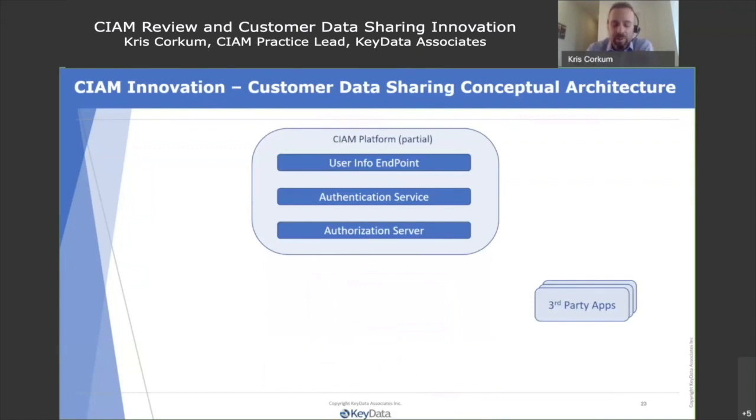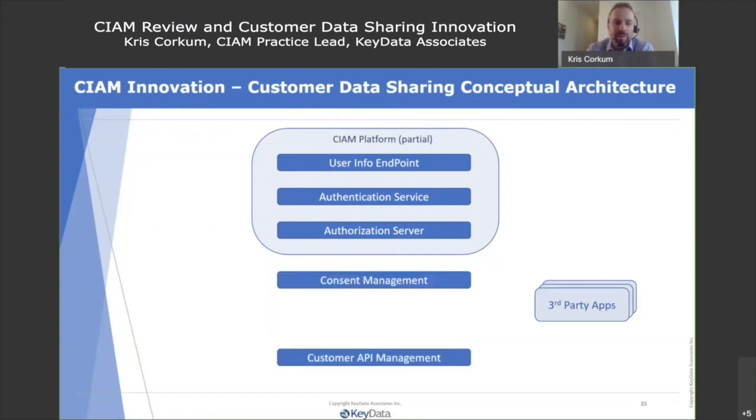So if we look at a similar diagram as what we saw earlier, it's been changed a little bit here, but we can see 3 of the main components of existing CIAM systems. So the user info endpoint, the authentication service, and the authorization server. And the main idea behind this conceptual architecture, keep in mind this is conceptual, it's not meant to indicate any kind of product or vendor or deployment. These are just the concepts here, is that we want to add in consent management, customer API management, and we want to enhance our CIAM security perimeter.